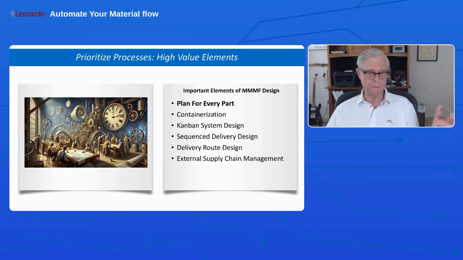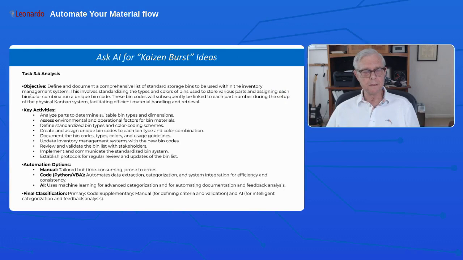But here are the other things. We've already gone over this, right? Different things that need to be worked on. Okay. So once we get into a particular topic that we're going to work on, again, you can go back to AI and ask for Kaizen burst ideas. Here's just an example of one that I did. We have an implementation task 3.4. That's from our material flow roadmap.